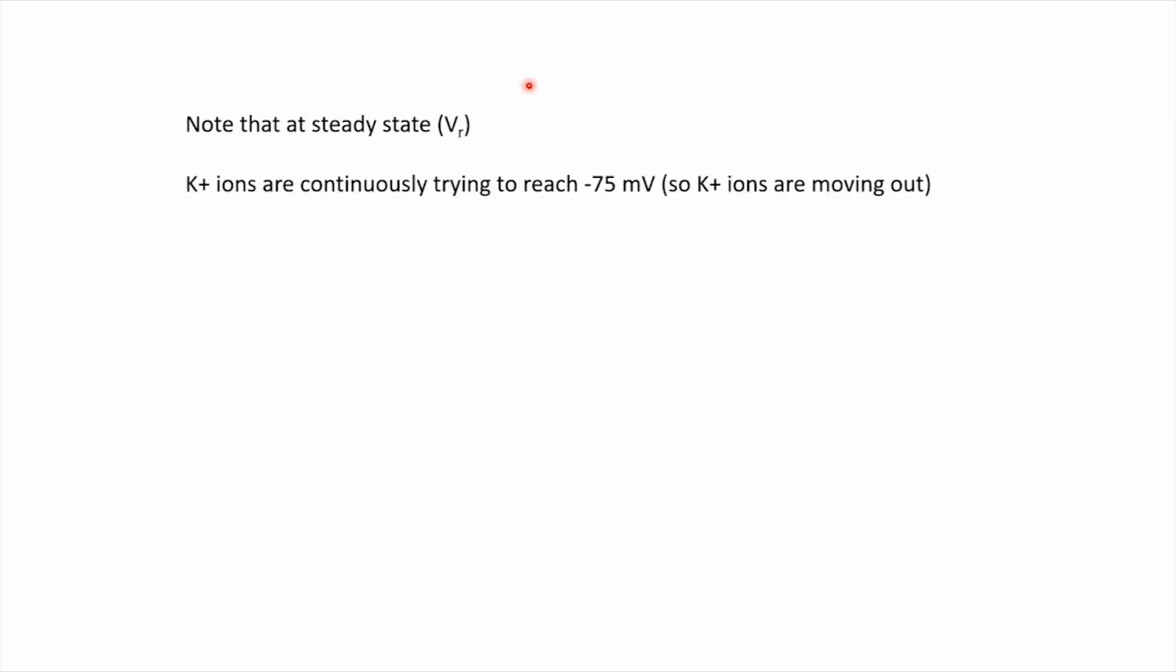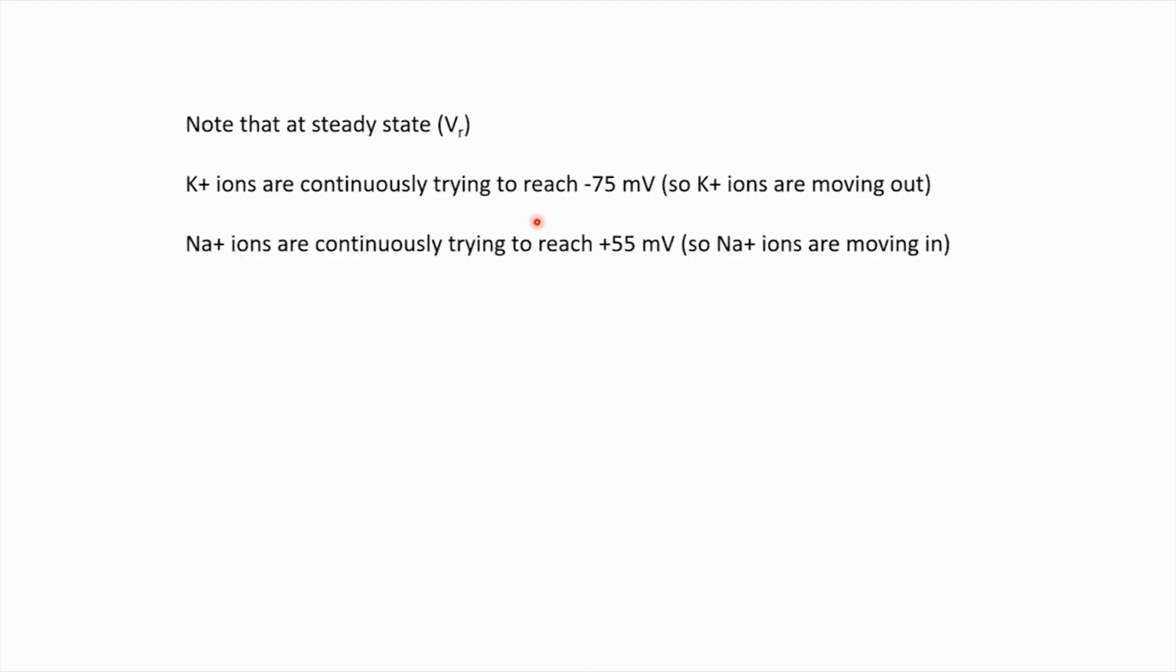At this steady state, the voltage of the neuron, the voltage at rest VR, is somewhere in between minus 75 millivolts, which is the equilibrium potential of potassium, and plus 55 millivolts, which is the equilibrium potential of sodium. Because this VR value is different from minus 75, potassium ions will move and still try to reach minus 75, which is their preferred value of membrane potential. Similarly, sodium ions will keep on moving and try to reach their equilibrium potential, which is plus 55 millivolts.